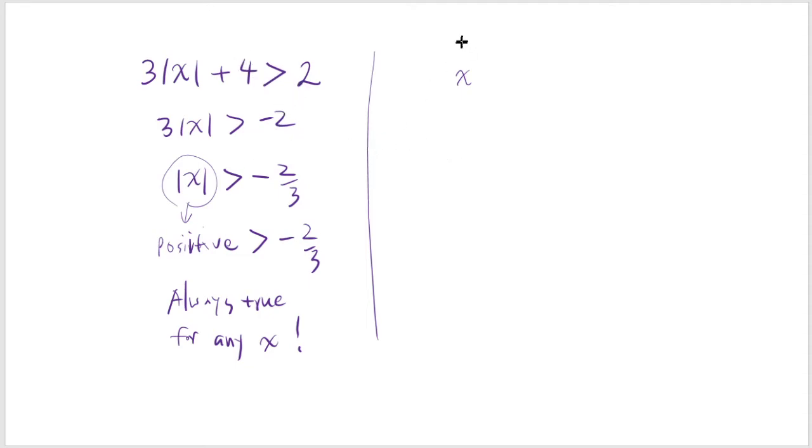So this is always true for any x, and therefore you can say that the solution is x is all real numbers. Or another way to write the same answer in terms of interval notation would be negative infinity to positive infinity. Okay. All right. Now, let me give you a third example. And this is a rare case where you have an inequality, but the answer is just a single number.